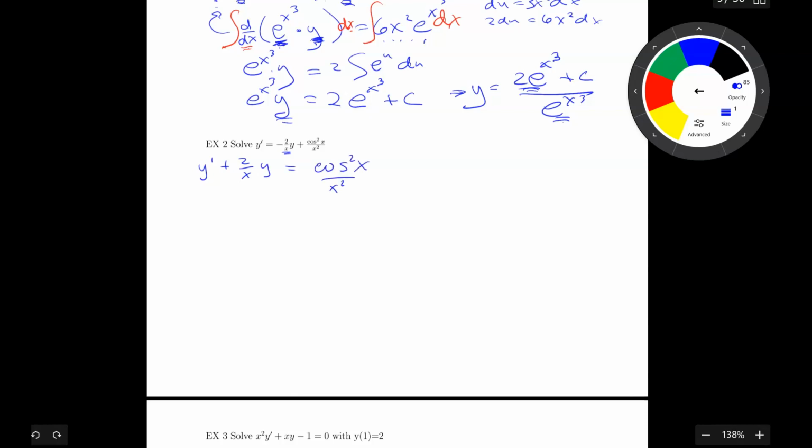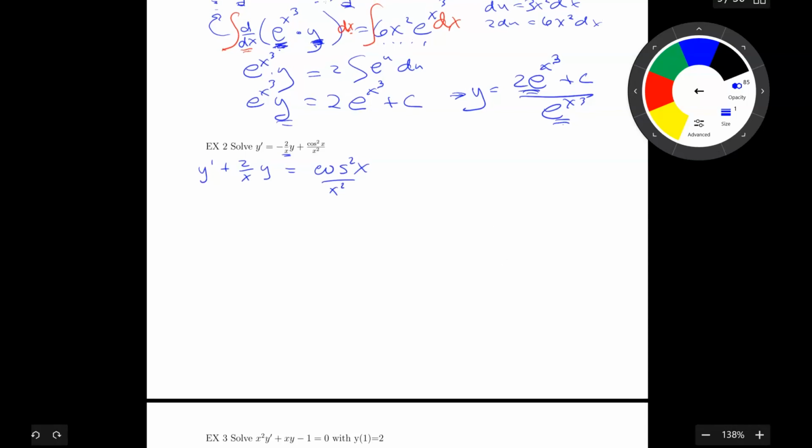Okay, so I'm going to make my integrating factor. It's in the right form, so my integrating factor is e to the integral of, and I'm carrying the positive sign, positive 2 over x dx. Okay, so what do you know about this? This is the same thing as 2 times, you know, e to the 2 times ln of x.